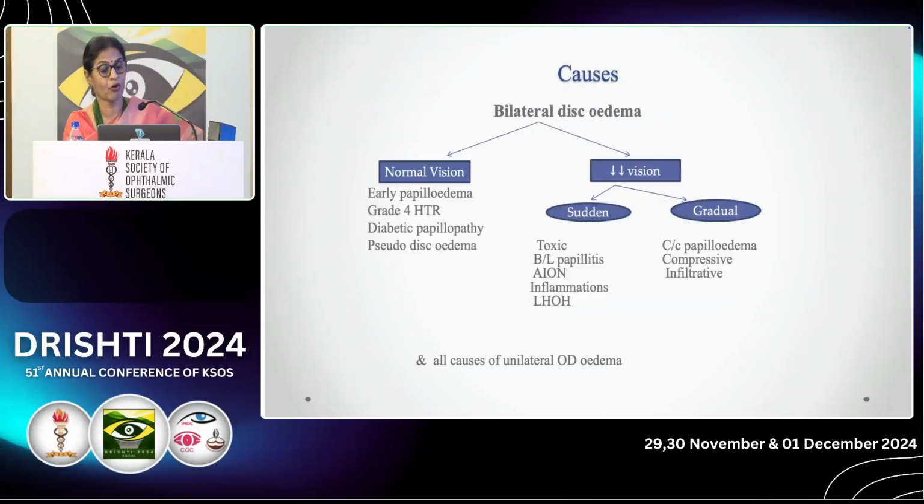Now let's see some causes of disc edema. Now if it is bilateral with normal vision, it may be an early papilledema, a grade 4 hypertensive retinopathy, or a diabetic papillopathy. And if it's associated with decreased vision of sudden onset, it may be toxic, like in methanol poisoning. It may be an atypical papillitis, sequential involvement in AION, or inflammatory conditions. And if gradual, it's a vintage papilledema, and sometimes compressive or infiltrative lesions affecting the optic nerve.